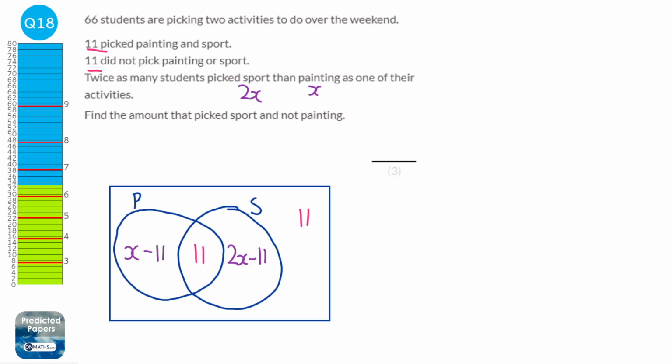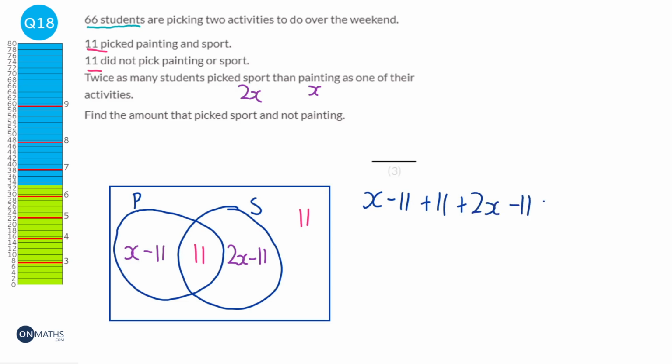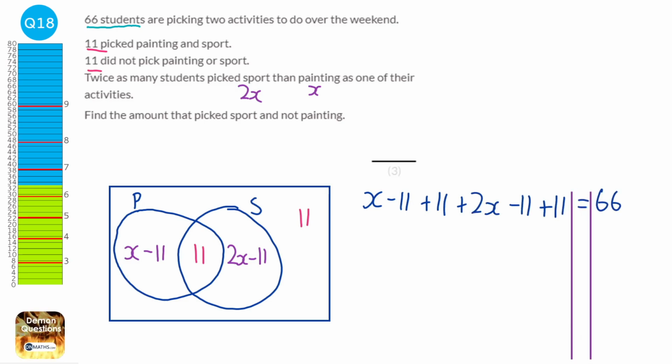Now we know that there are 66 students in total. So what we can do now is add up all of the parts of the Venn diagram and get it equal to 66. So X minus 11 plus 11 plus 2X minus 11 plus 11, and all of that will equal 66. This is going to be some solving, so we're just going to put our lines in. Now here we've got X plus 2X, which is 3X. And we've got minus 11 plus 11, minus 11 plus 11. Well, those just cancel out.